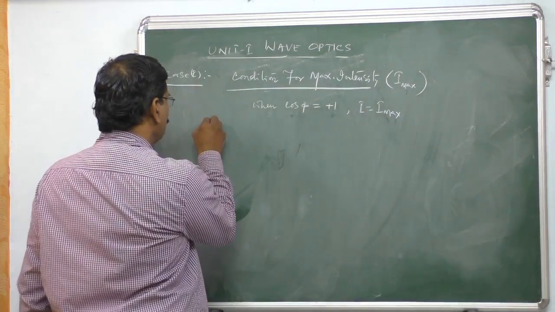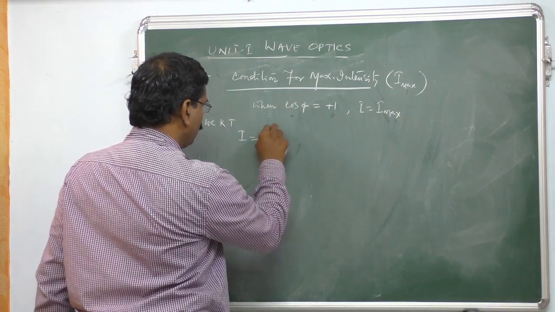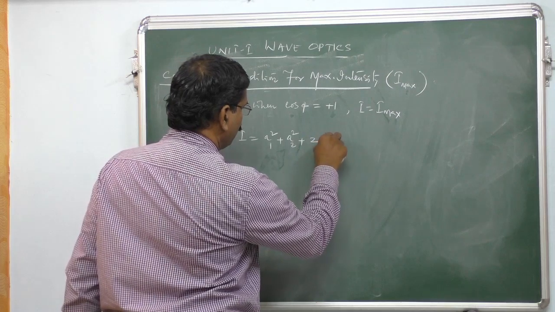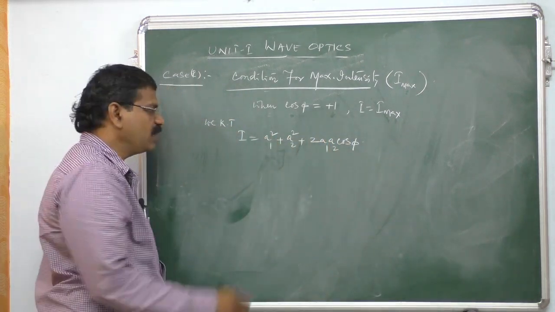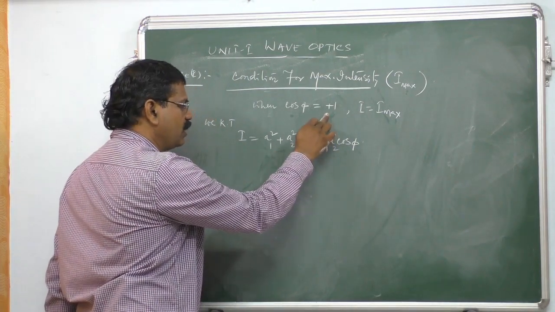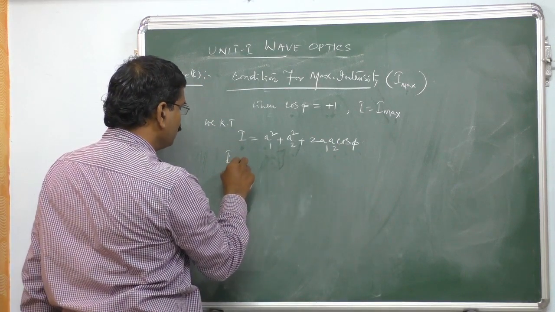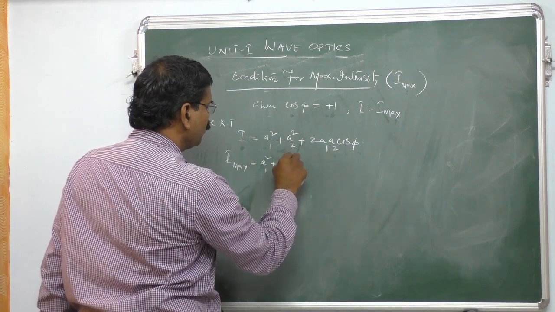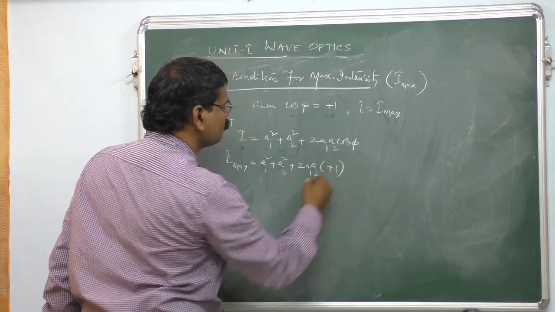We know that I is equal to how much? Just now we got it. I is equal to A1 square plus A2 square plus 2A1 A2 cos phi. కదా ఇది కదా మాకు వచ్చిన ఈక్వేషన్. నేను ఈ cos phi లో ప్లస్ 1 పెట్టి అప్పుడు I ఏమైపోతుంది? I max. I max is equal to A1 square plus A2 square plus 2A1 A2 into plus 1.